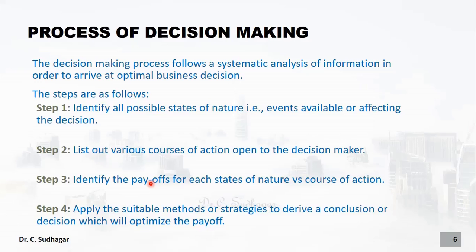Then apply the suitable methods or strategies to derive a conclusion or decision which will optimize the payoffs. So fourth is, based on the data available to us and the courses of action, you should apply a suitable method. First, list out the possible states of nature. Second, list out the various courses of action available to the decision maker. Third, identify the payoffs related to each state of nature versus courses of action. And fourth, choose the suitable method available based on the data, which can optimize the payoffs.